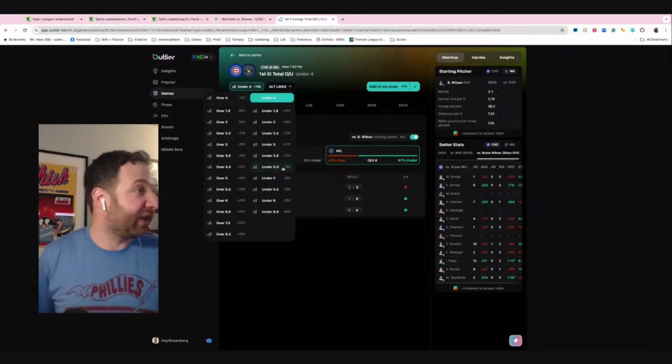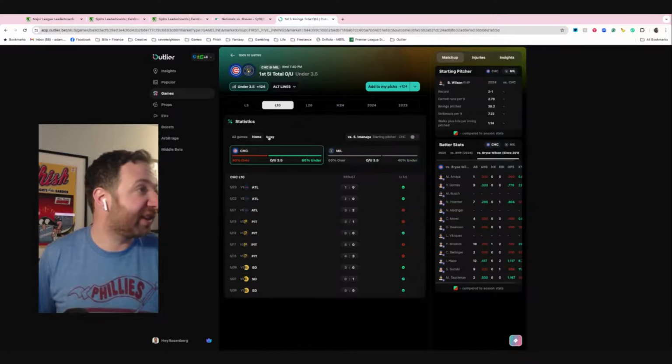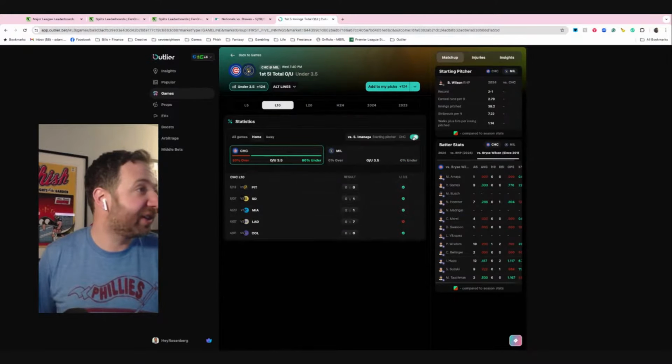Let me just see if we can get a good alt line here. The under 3.5 is kind of fun too. Let's see. I mean, the hit rate's the exact same, right? So let's kind of see what happens with Shota. Yeah. Okay. Let's do it.